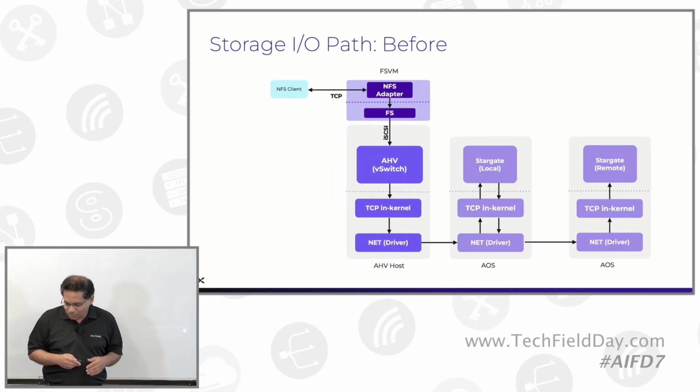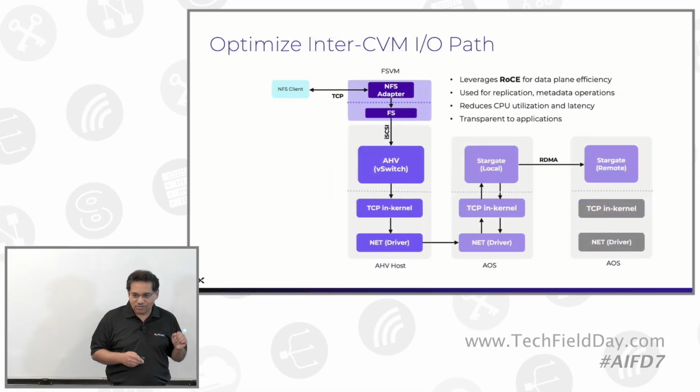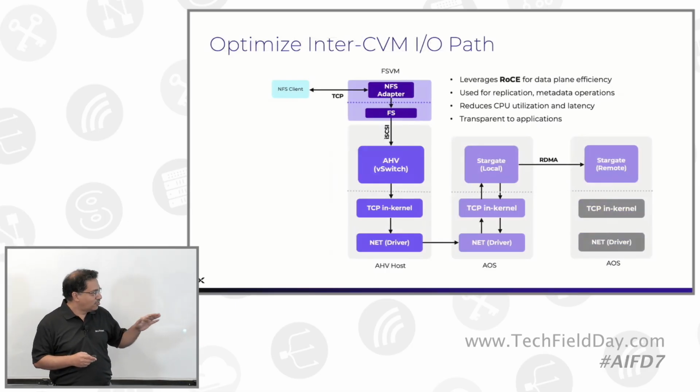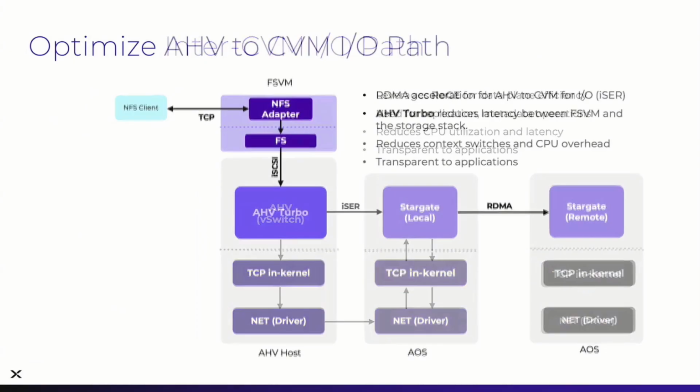And this has been what we started with. So the first thing we did was we looked at whether we can do fast path between our storage layers, right? So within Stargate, we leveraged RoCE for providing data plane efficiency. For replication within the cluster, for metadata operations, we did a fast path between our storage layers. This is all transparent to applications, and that gave us a performance boost.